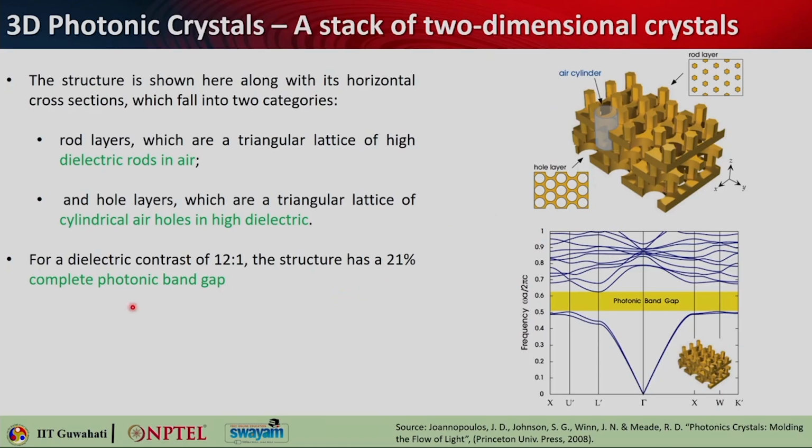Once you do that, okay, for a dielectric contrast of 12:1, if you take the dielectric rod material permittivity to be 12 and the surrounding is air, and in this case the holes are air, permittivity is 1 and the other material is 12, you are able to get a 21% complete band gap. So, this is also another structure that is possible. Once again, complete band gap means for both TE and TM polarization you should get the same band gap, okay. So, with that we will stop the discussion about 2D and 3D photonic crystals.